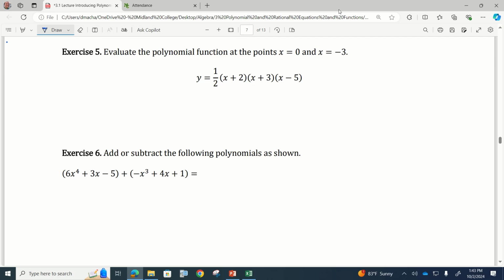So, now we want to evaluate the polynomial function given right here at the points x equals 0.